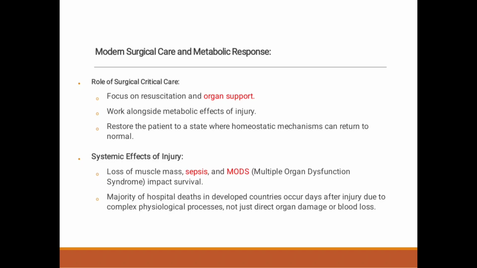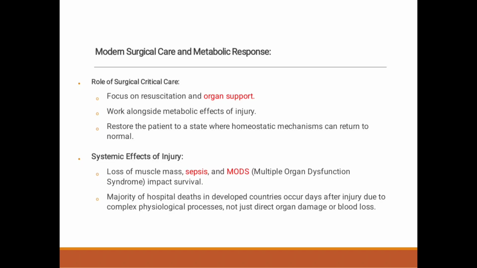So a brief point about management. The surgical critical care which we give today to the patients basically revolves around these changes. That's why it is important to know these changes so that we can manage them accordingly. Modern surgical critical care focuses on resuscitation and organ support, alongside the metabolic effects of injury. These metabolic effects are nothing but the catabolic and the anabolic phase effects which we see. The ultimate aim of surgical critical care is to restore the patient to normalcy, to a state where he was before surgery. That is the aim of the care which we give to the patient.